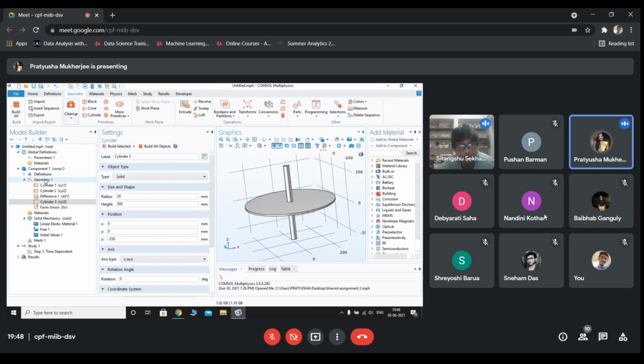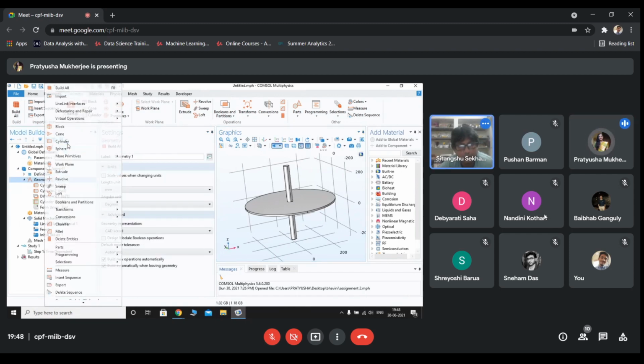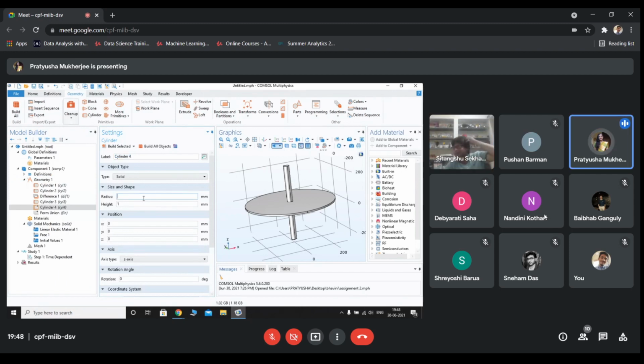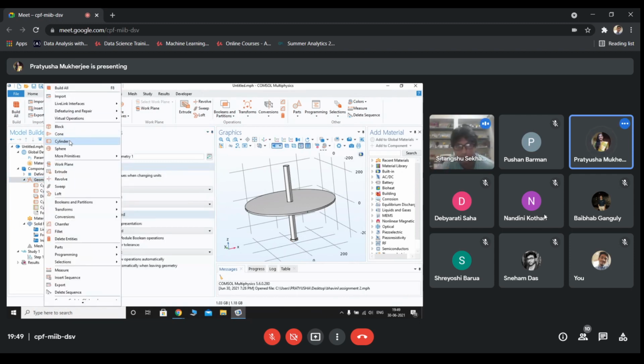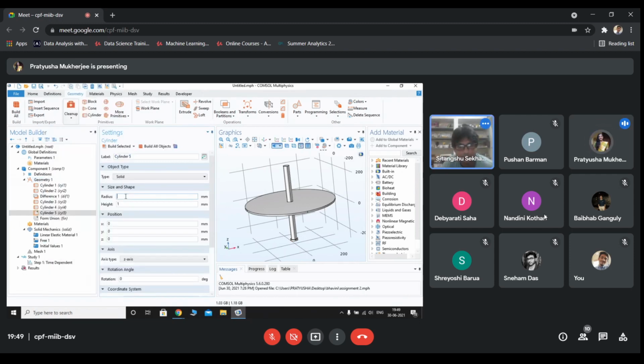Now the bearings. Bearings again, cylinder. Radius will be 25 and height will be 10. Z axis will be minus 260. There is one bearing built. Then geometry. Again a cylinder. Radius 25, height 10, Z will be plus 250.